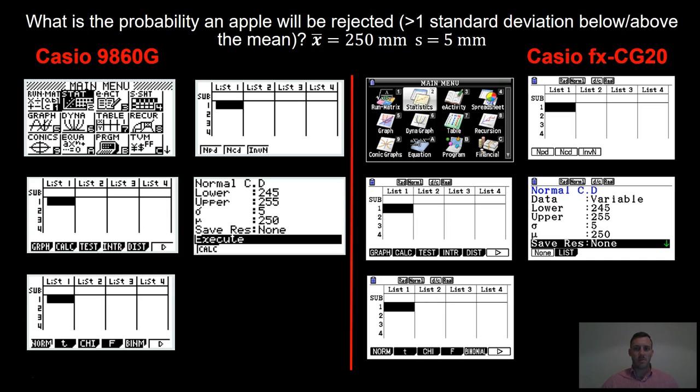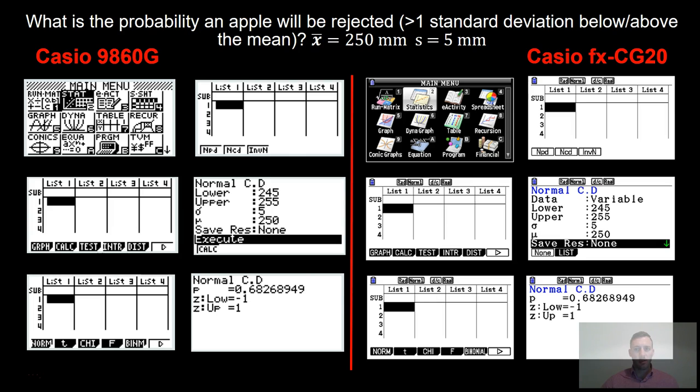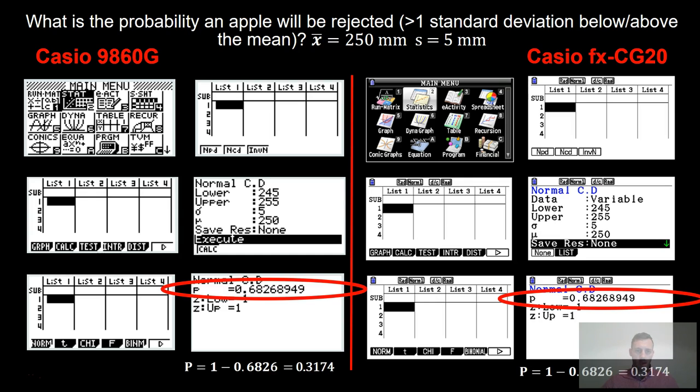We're finding the probability something is within 1 standard deviation from the mean so that we can take this away from 1. The lower bound is 245, the upper bound is 255. Enter the standard deviation and mean, then arrow down and execute. Now we're given the probability. P is approximately 0.6826, which is the probability an apple would be accepted, but we've been asked what the probability an apple won't be accepted is. So we take this probability away from 1 to get the probability it won't be accepted, which is the 0.3174, which is what we got earlier.